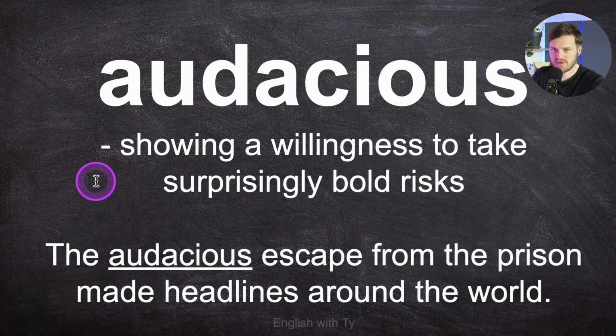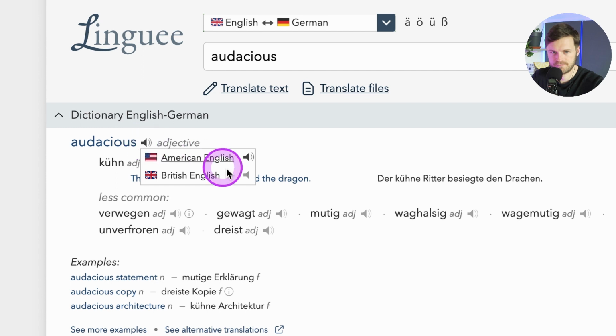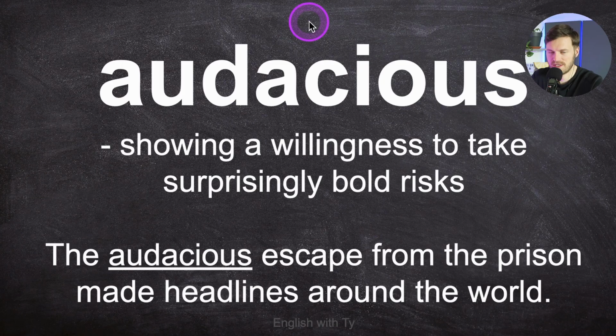Let's listen to different ways of pronouncing this word. Audacious is American and audacious is British. So they're very similar, basically the same. Slight difference in the beginning here, I think, but it's okay. Basically, it's pronounced audacious. Here's an example for you. The audacious escape from the prison made headlines around the world. Again, the word is audacious, and here's an example for you.